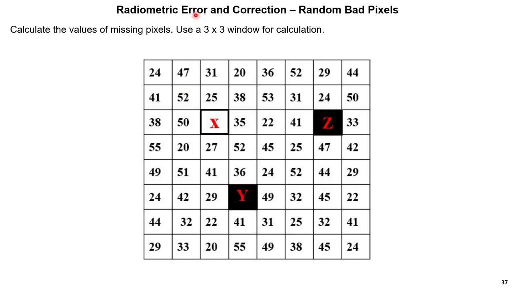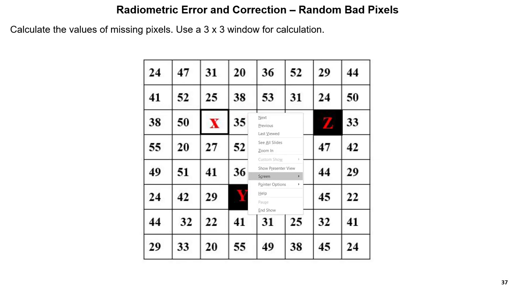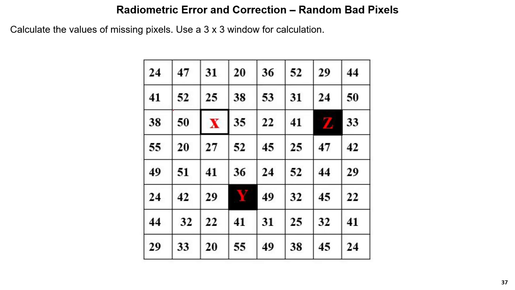This is related to the radiometric error. So you need to find this missing pixel value. In the video lecture, I think there was a similar problem. You can take a 3x3 window and then find out the missing pixel by taking the average of the neighboring pixels.